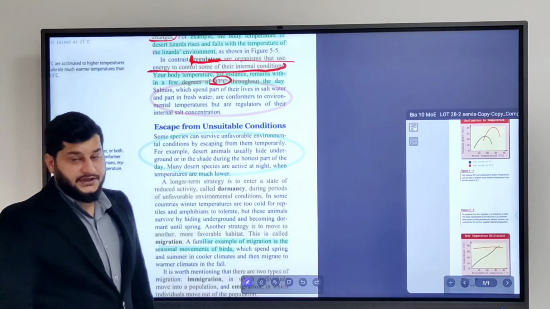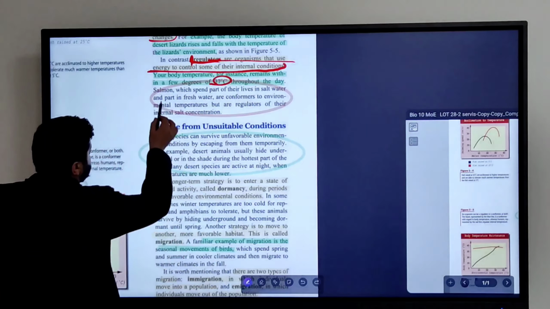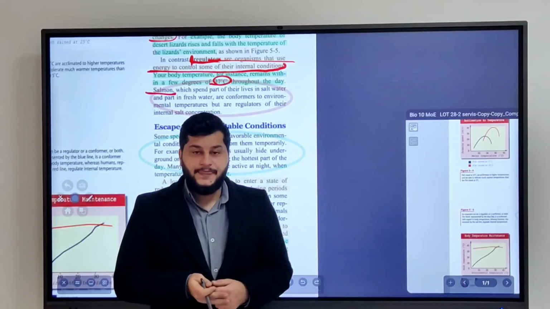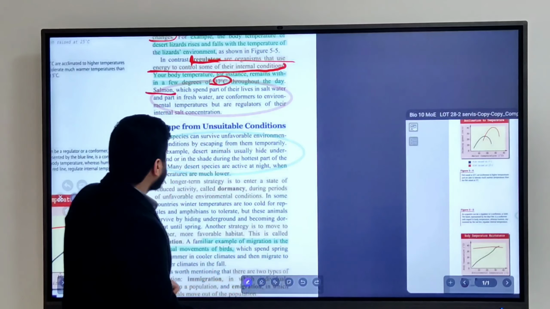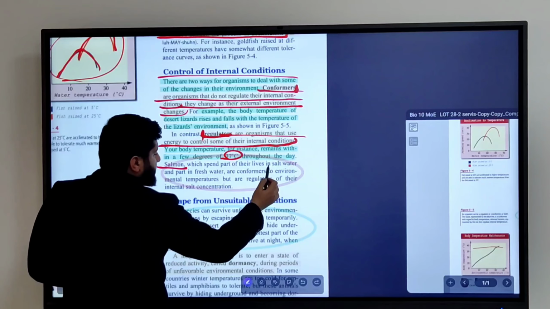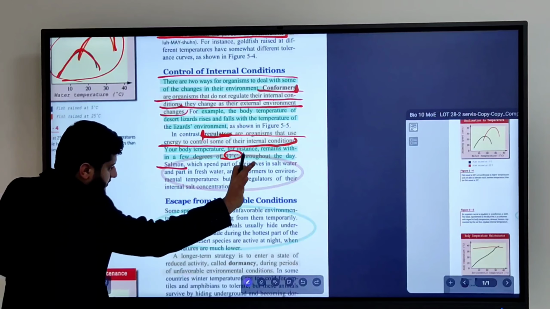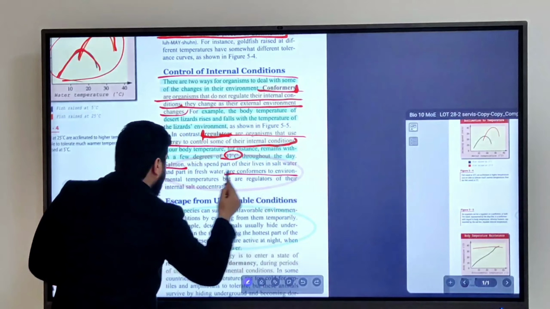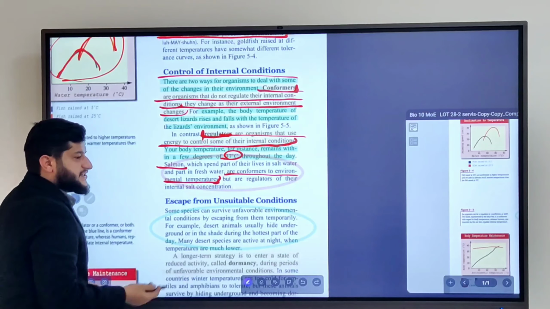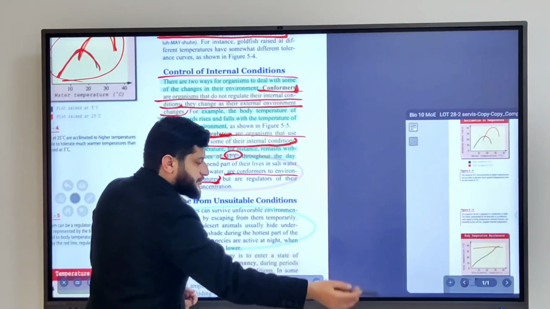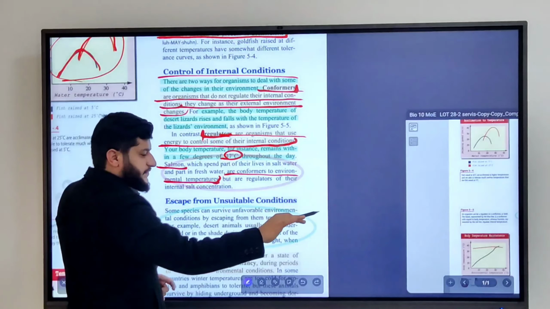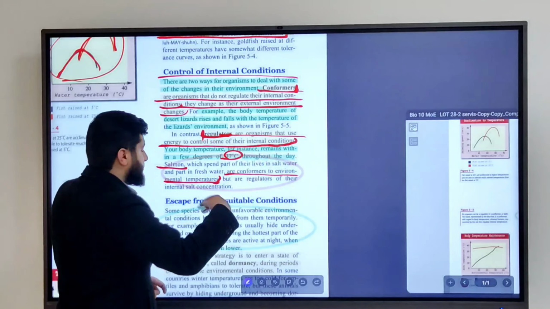But we have an interesting example, a fish, the salmon. It is a regulator and also a conformer. How? Look, they spend part of their lives in salt water and part in fresh water, and are conformers to the environmental temperature. What does it mean to conform to the environmental temperature? When the environment changes its temperature, the fish's temperature changes too. If the environment temperature is low, it goes low; if it is high, it goes high.